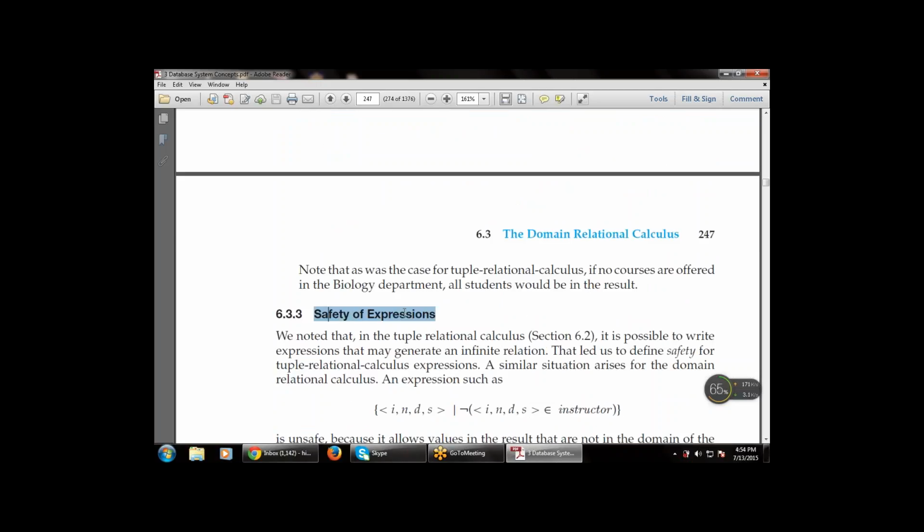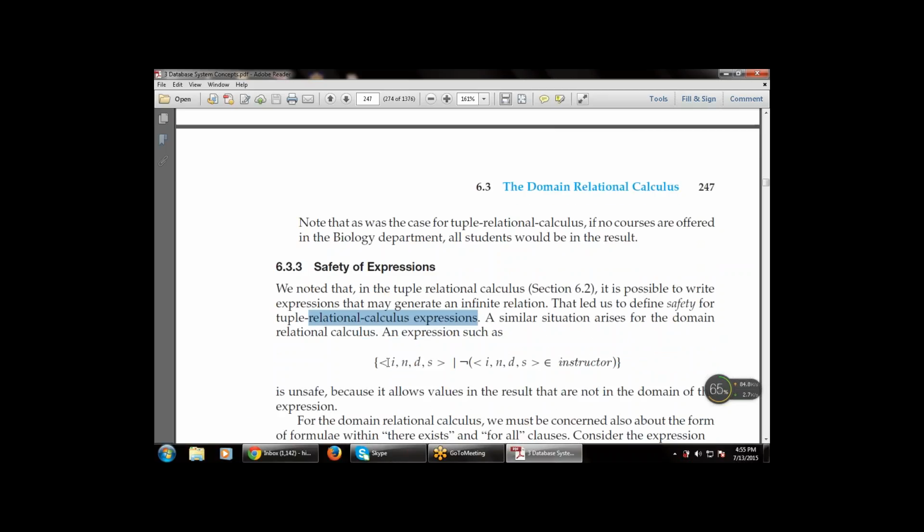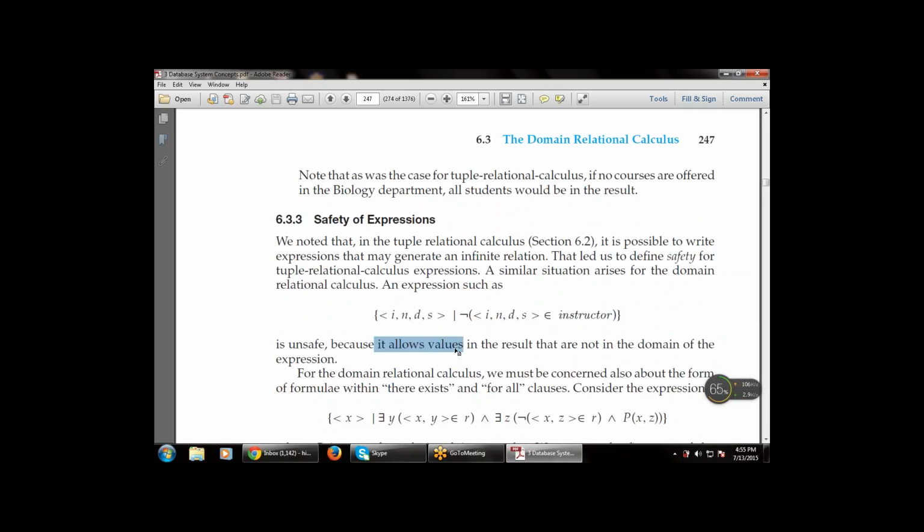Now next is the safety of the expression. What is the safety that is available? We noted that in the tuple relational calculus it is possible to write expressions that may generate an infinite relation. So if there exists a value in an infinite relation, safety is also provided for that. This led to the definition of safety for the tuple relational calculus expressions. A similar situation arises for the domain relational calculus, like IDS, that belongs to the instructor. That is unsafe because it allows values in the result that are not in the domain of the expression.